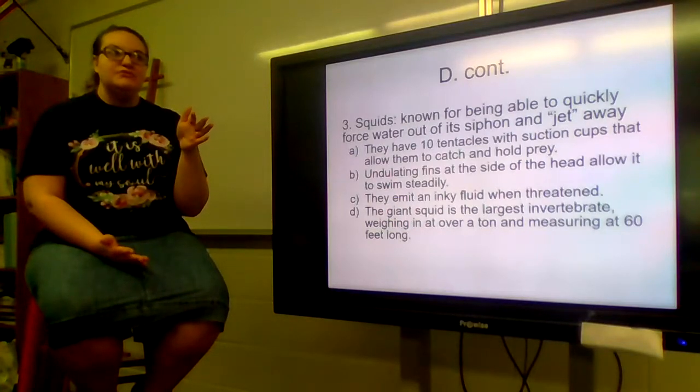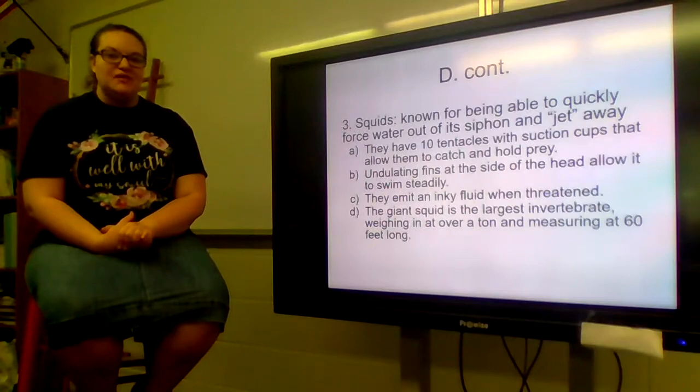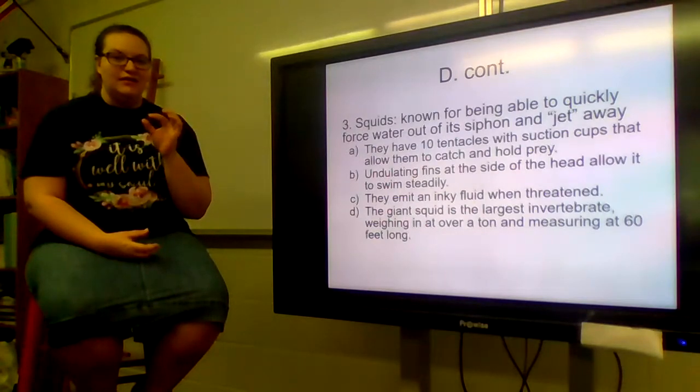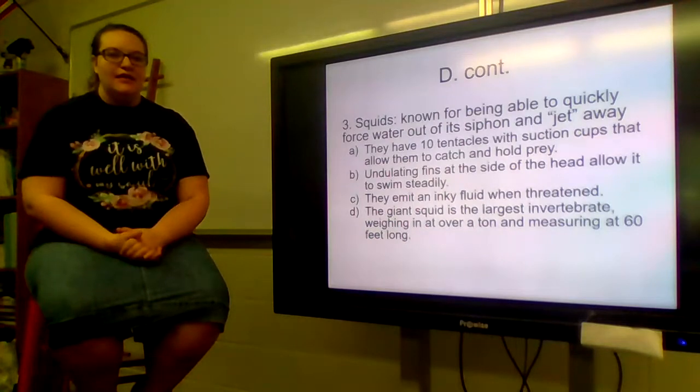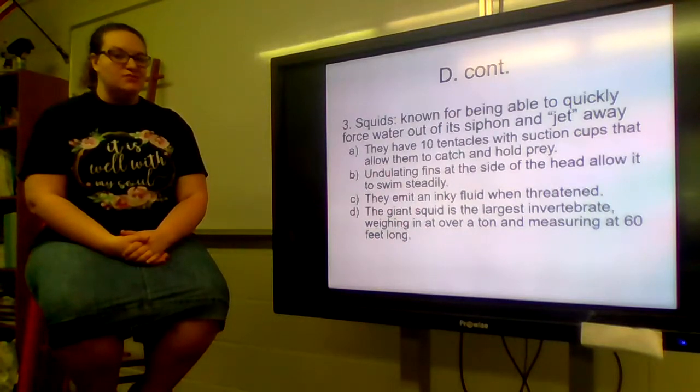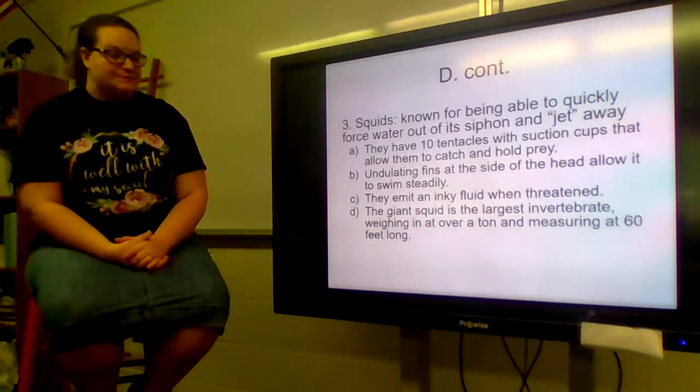If we were going to dissect squids, you would get to actually take out the ink cartridge, and we would cut that open, and I'd let you guys see that. But I don't think we're going to get a chance to do squids, which is sad.